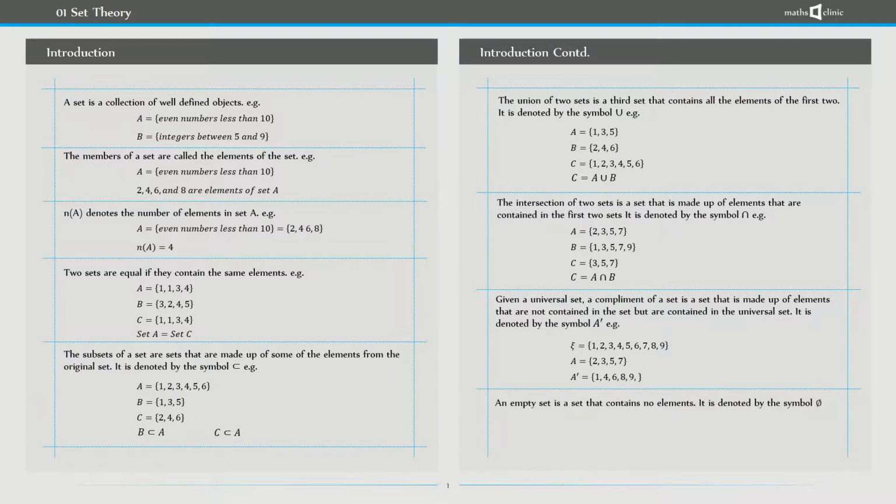And finally, an empty set is a set that contains no elements, and it is denoted by the symbol, basically an O with a stroke. And that is pretty much all we need to know about sets. So basically, we've learned about the members of a set, subsets, the union of two sets, the intersection of two sets, and the complement of a set. And I think we can go on and solve some examples now.